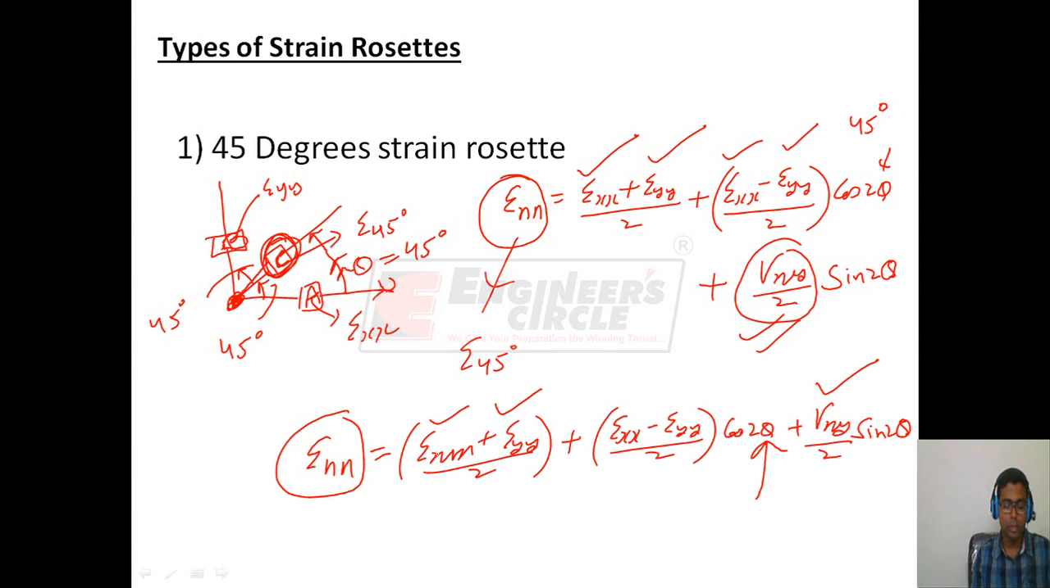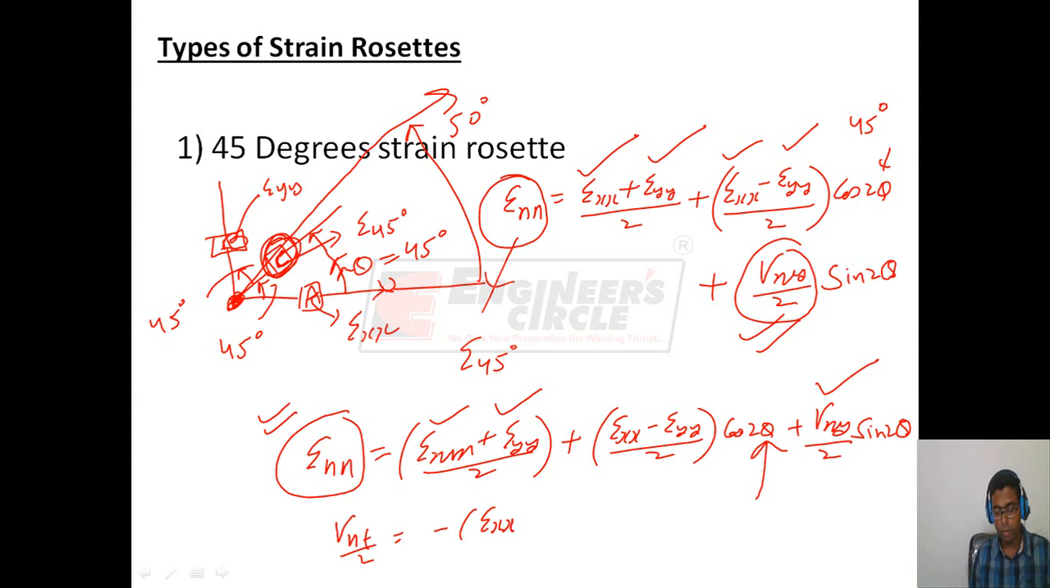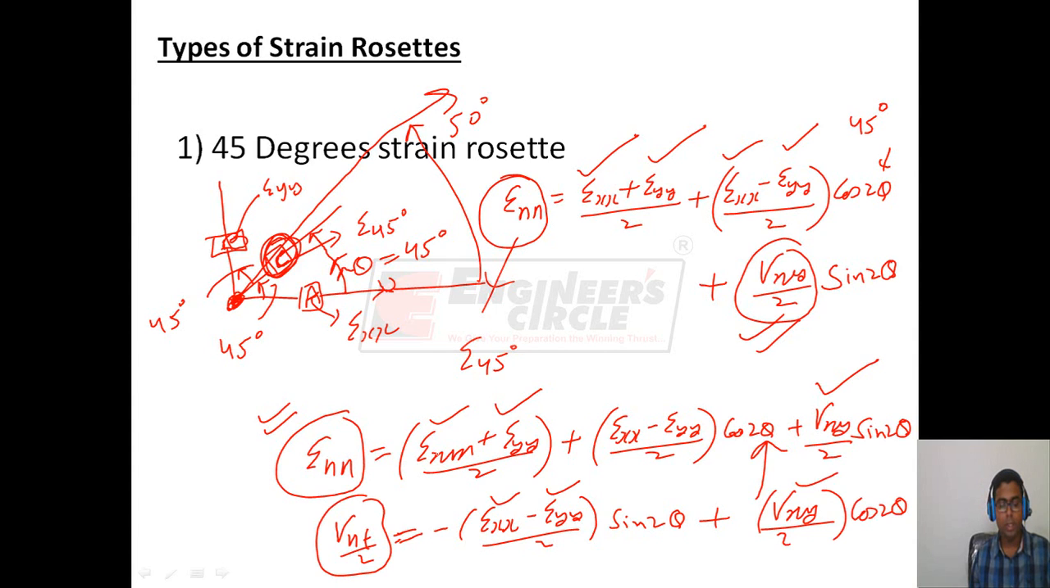Suppose we want to find the normal strain along this direction, that makes an angle of 50 degrees with the horizontal axis, then we can get the value of normal strain at this point by putting theta equal to 50 degrees. Similarly, gamma nt can also be obtained because we know epsilon xx and we also know gamma xy. So putting these three values we can also obtain gamma nt. Therefore, by using three strain gauges A, B and C, we can find out the normal strain as well as shear strain at a point in any direction.